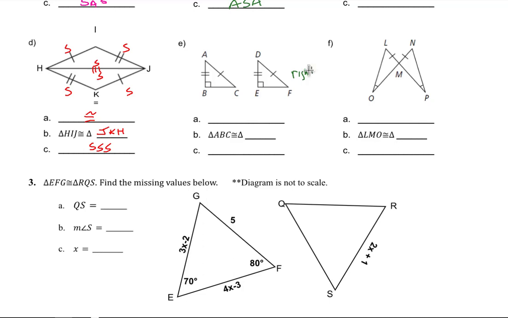Look at the next one. We have angle side side, but actually that's hypotenuse leg because we have a right triangle. So those two triangles are congruent because of hypotenuse leg. So ABC is congruent to DEF.